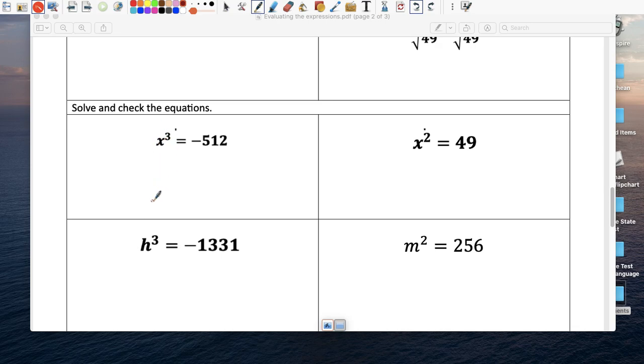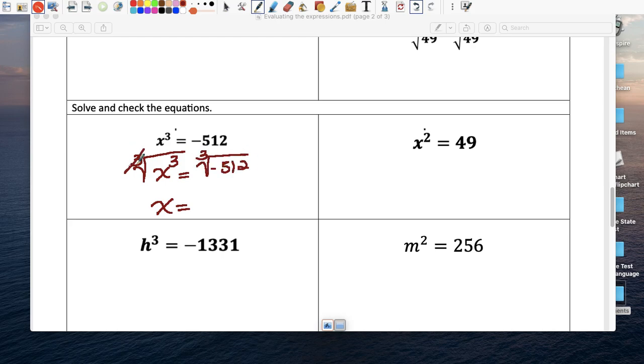How do I get x cubed to look like this? Well, the first thing we're going to do is get rid of that 3. We're going to take the cube root of that. And if I take the cube root of the left side, I must take the cube root of the right side.